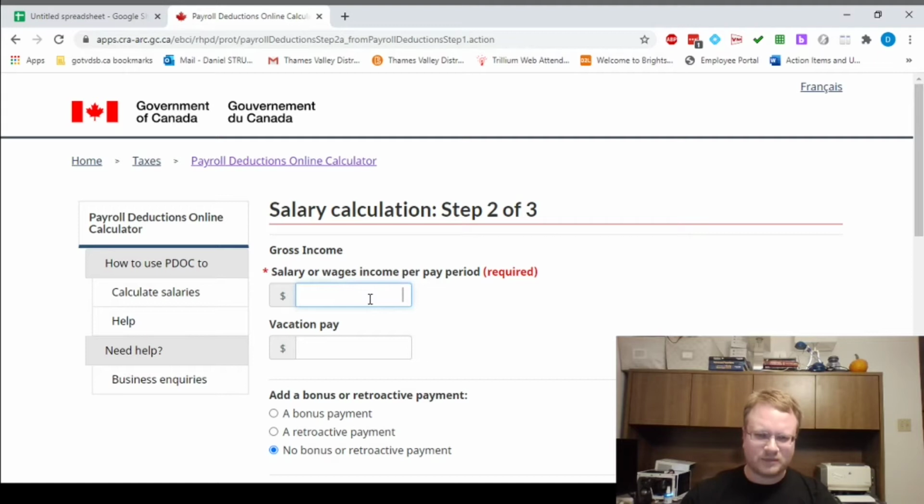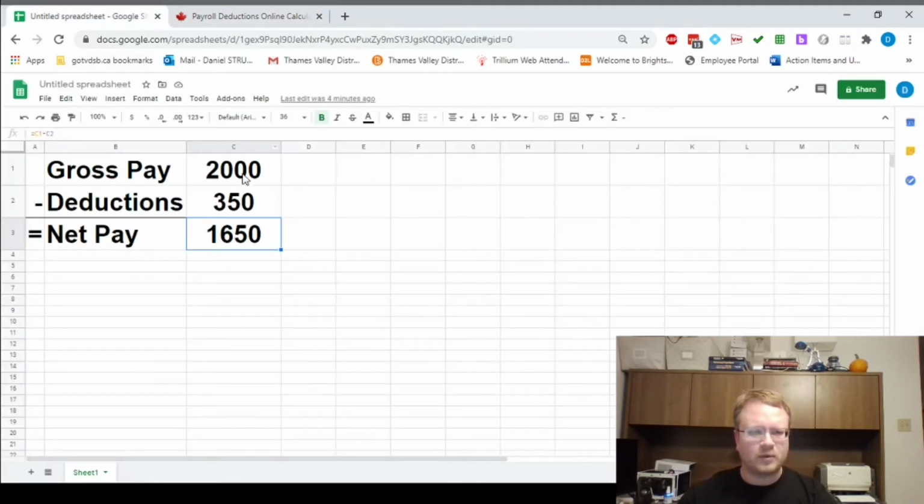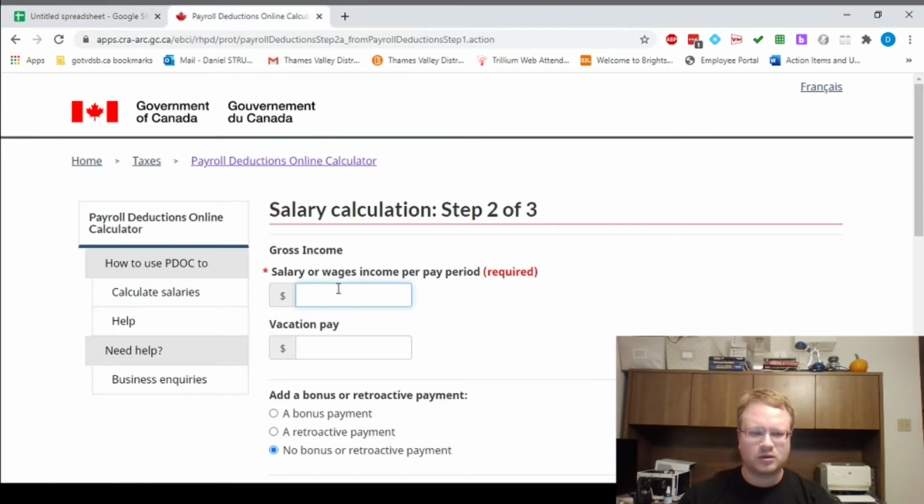In our previous example in Google Sheets, and I can actually jump back really quick, we assumed that we were making $2,000, and I just totally randomly guessed the $350 here. So all we know is we're going to earn $2,000 every 2 weeks. So how much money? $2,000. And some employers pay vacation pay. Don't worry about that. Leave it blank.